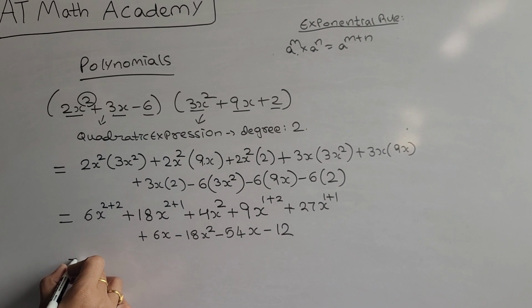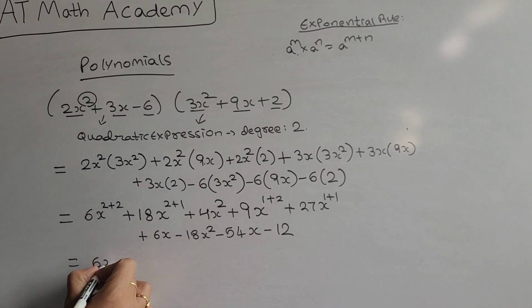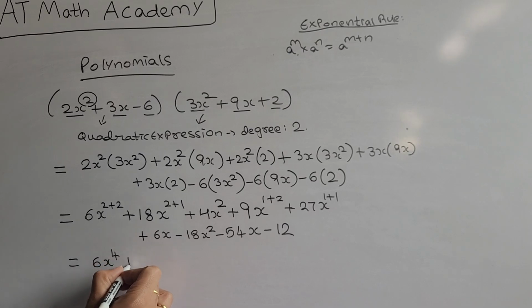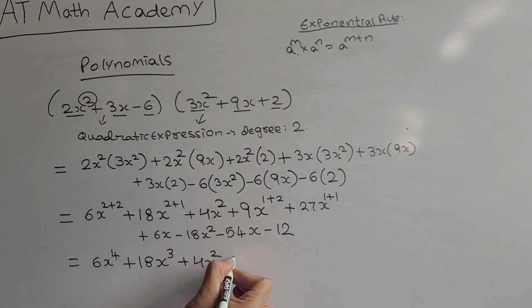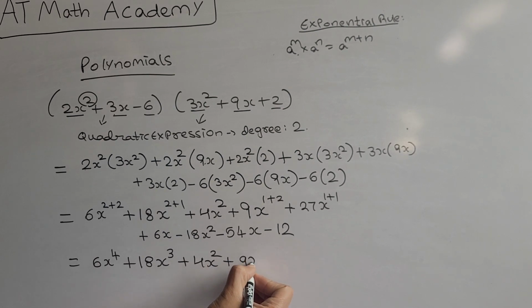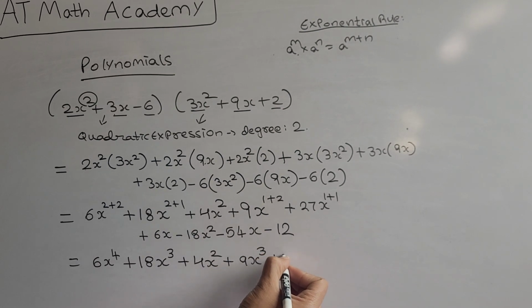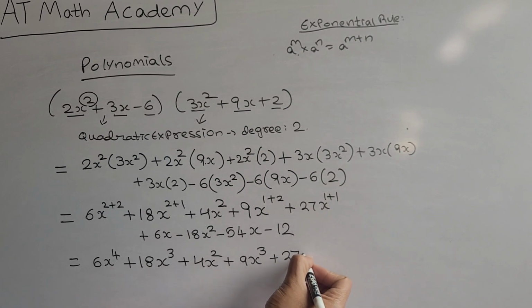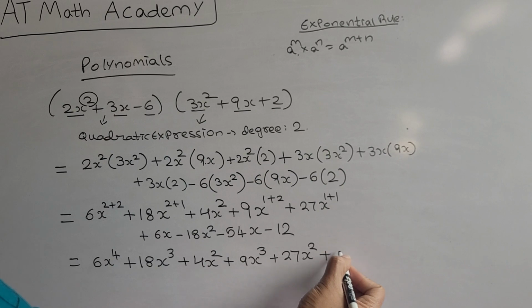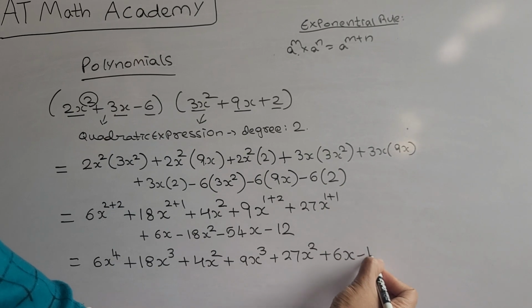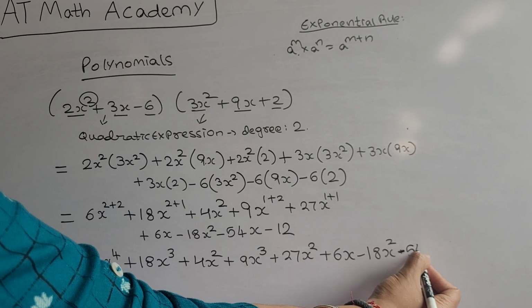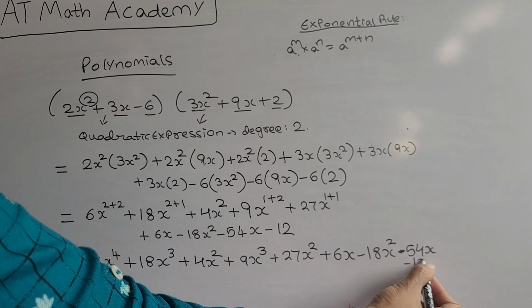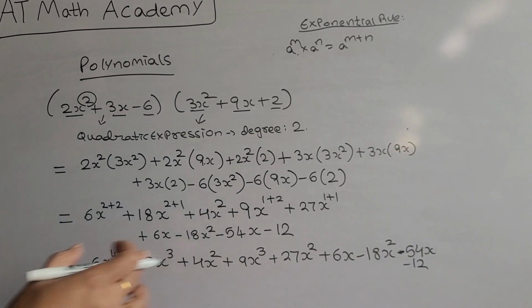Now, 6x to the power 2 plus 2 is x⁴, plus 18x³, plus 4x², plus 9x³, plus 27x to the power 1 plus 1 is x², plus 6x, minus 18x², minus 54x, minus 12. So now I am going to regroup.